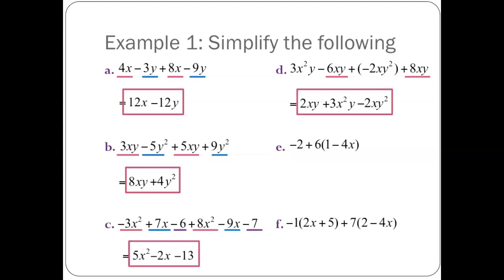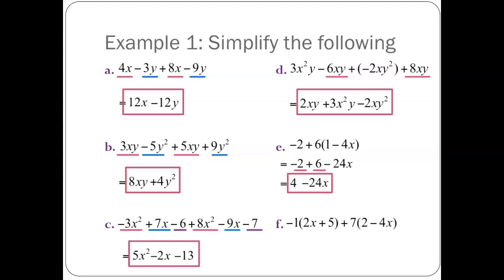All right, in this next one, you see we have parentheses there. I would start off by distributing that 6. So we have negative 2 plus 6 minus 24x. And then the negative 2 and the 6 are like terms. So this is going to be 4. And then don't forget the minus 24x.